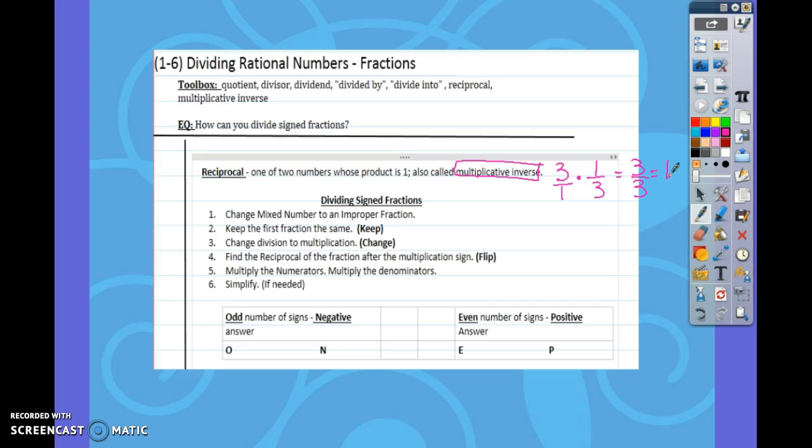We have to make sure we know whether or not our answer is going to be positive or negative. We can use ONEP. We count the number of negative signs. If there are an odd number of negative signs, then the answer will be negative. If there's an even number of negative signs, the answer will be positive.